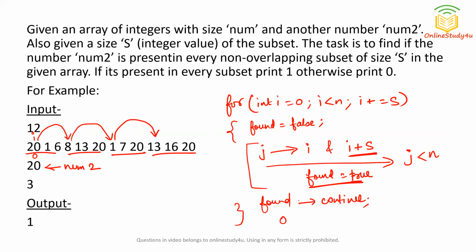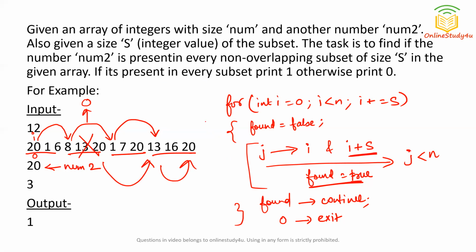Otherwise what I will do is print 0 and exit the loop if it is not found in even one of the subsets. So you can see if it is not found here, there is no point in searching in the next subset, because the question is that it should be present in every subset. Now if it is not found here, I will just print 0 and terminate the code.